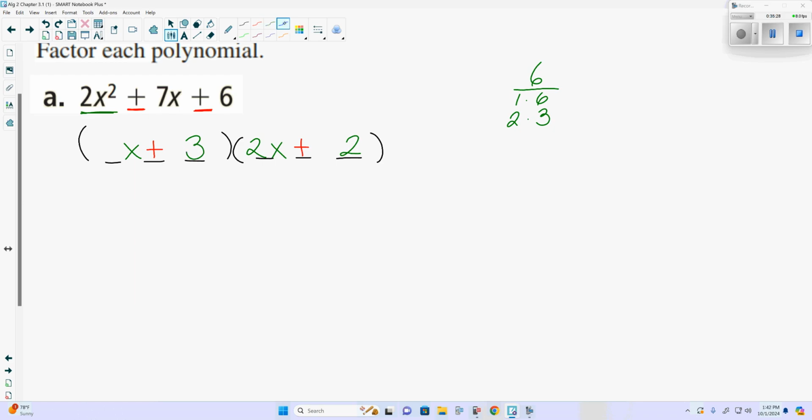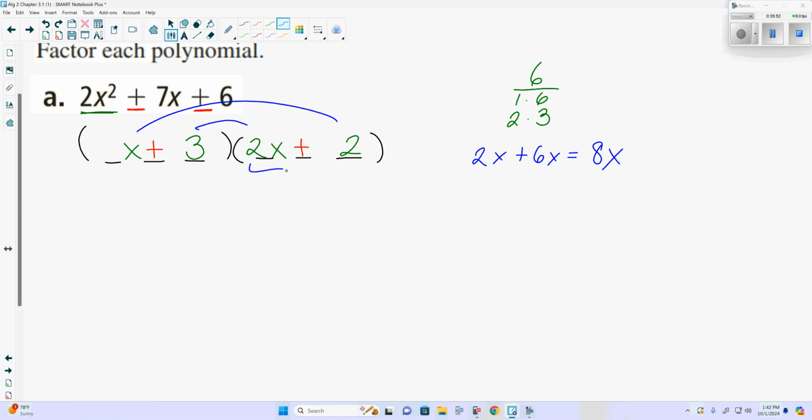Okay. I'll check this here because there's a good chance the other way is probably going to be the one that works. X times 2 is 2x. Positive 3 times 2x is plus 6x, giving us 8x. Is that the middle term we wanted? No.